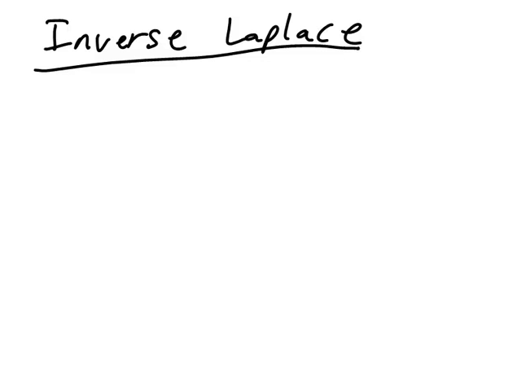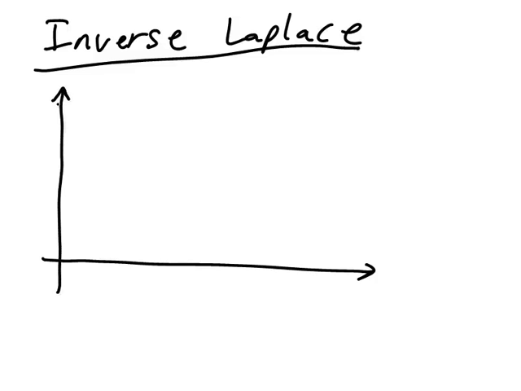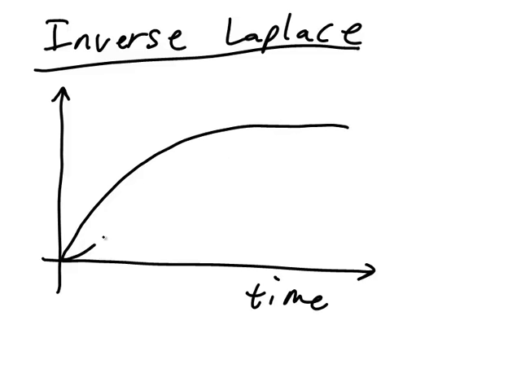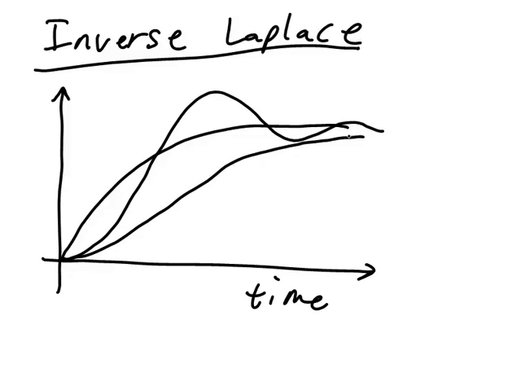In other words, if we have a system that is receiving an input like a step input or an impulse input or something like that, we want to find an equation in time that shows the response as a first order response, or as a second order underdamped response, or a second order overdamped response, and so forth. We want to find the equation in time that describes this particular response.